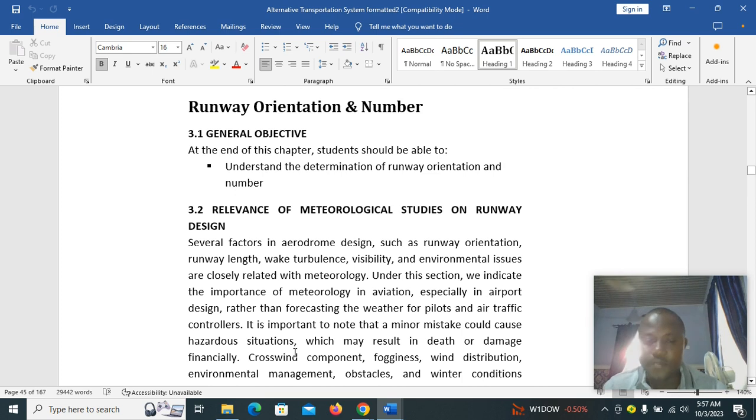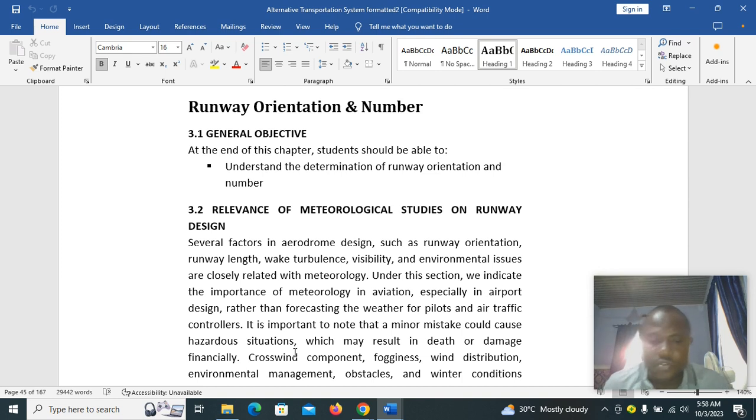Under this section, we indicate the importance of meteorology in aviation, especially in airport design, rather than forecasting the weather for pilots and air traffic controllers. Our work is not to forecast weather for pilots or for aircraft to take off and land. The essence of it is to determine the best place to site or to orientate our runway. So we need to consider factors such as the length of the runway, wake turbulence, visibility, and environmental issues, which will affect the type of runway, our choice of runway, as well as the location.